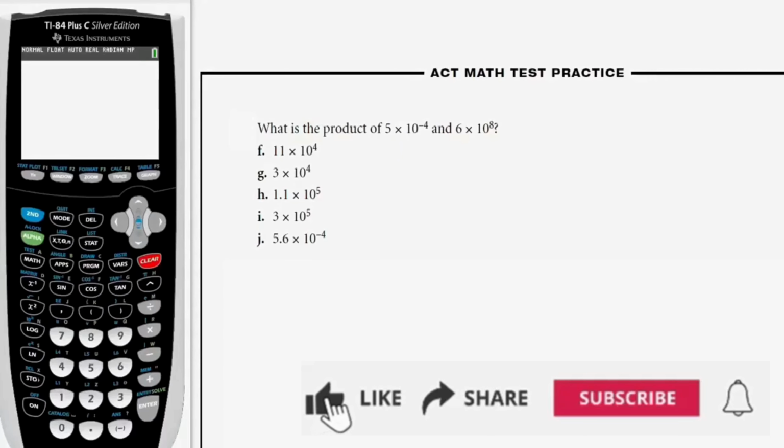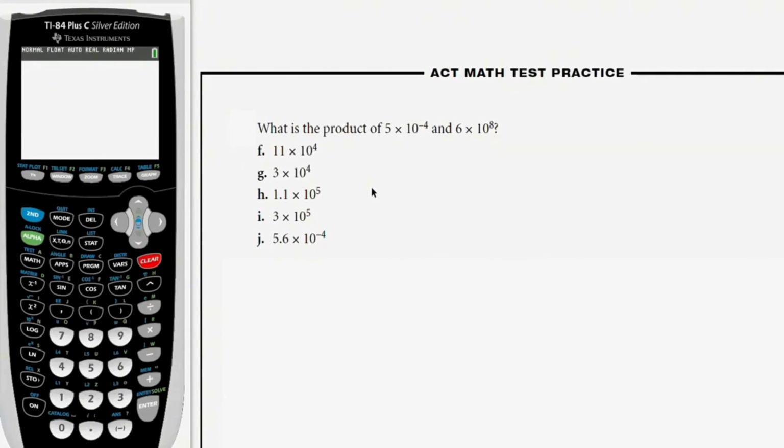In this video, we're going to learn how to solve this ACT math question easily and fast using the TI-84 plus scientific calculator. So the question is under standard form. So we are looking at multiplication of standard form values. It says, what is the product of 5 times 10 to the power negative 4 and 6 times 10 to the power 8?